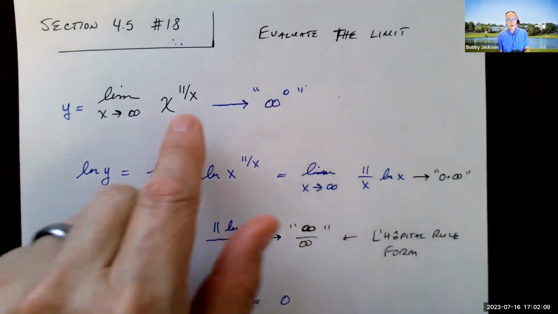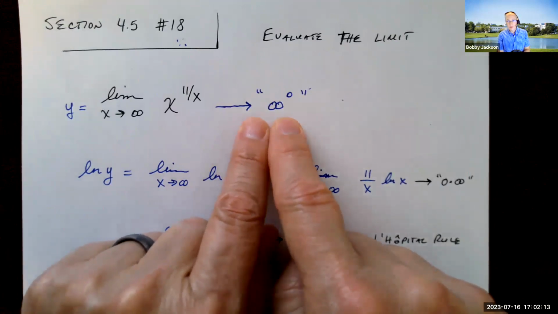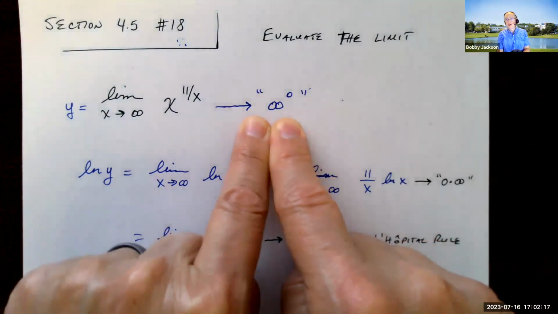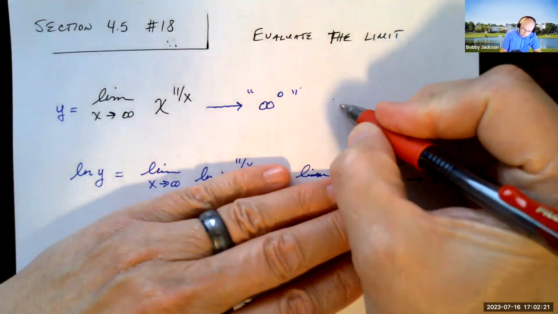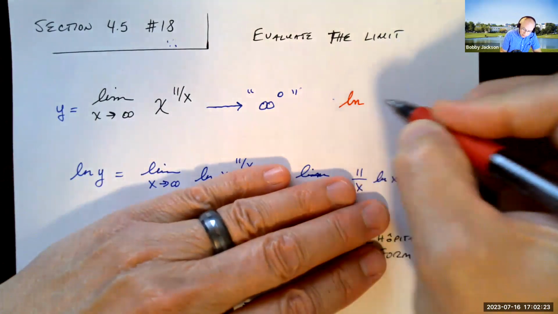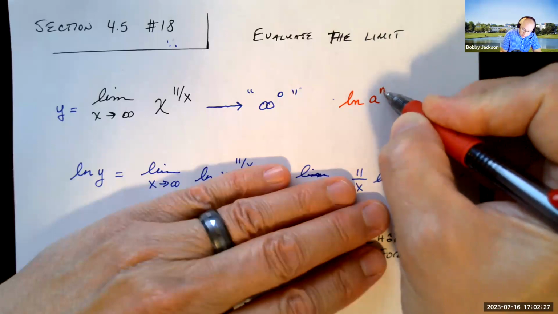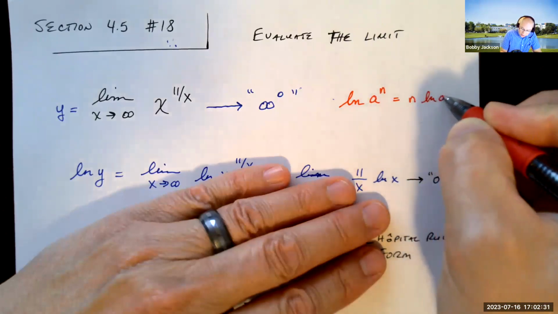Well, the way to deal with these types of limits, this is not L'Hopital rule form, right? L'Hopital rule form is 0 over 0 or infinity over infinity. So to help us out, we use logarithms, and we're going to use the property of logarithms. We've used it many times. If I have the natural log of some expression a raised to a power n, this is the same thing as n times the natural log of a, right?